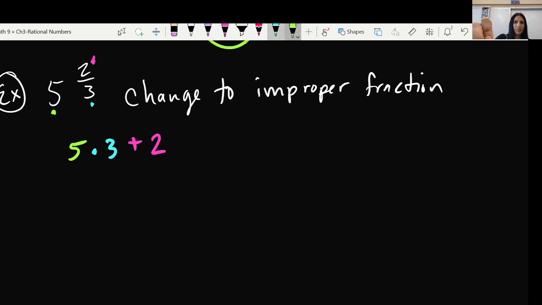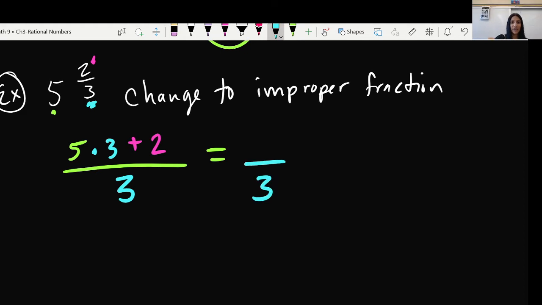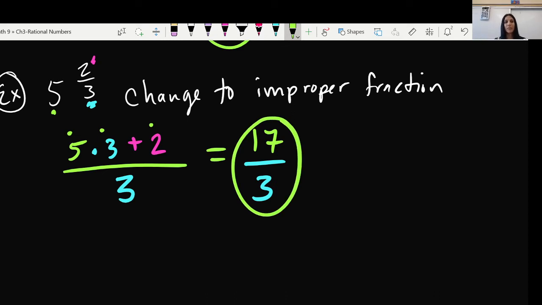So I'm going to repeat that. I would take the whole number and multiply that by the denominator, and add whatever's on top. That's how I get the new numerator. And then the denominator stays the same. So if I had a 3 down here, I'm still going to have a 3 at the bottom in my new improper fraction. At the top, 5 times 3 is 15, plus 2 is 17. So I would get 17 over 3 as my improper fraction.